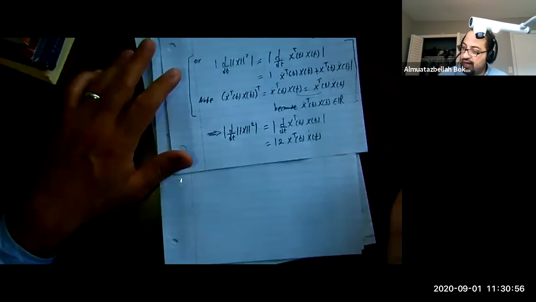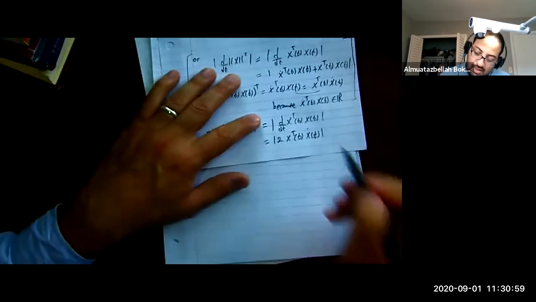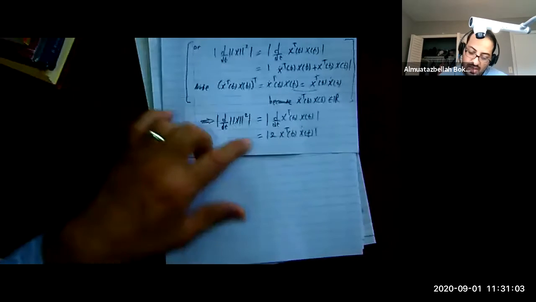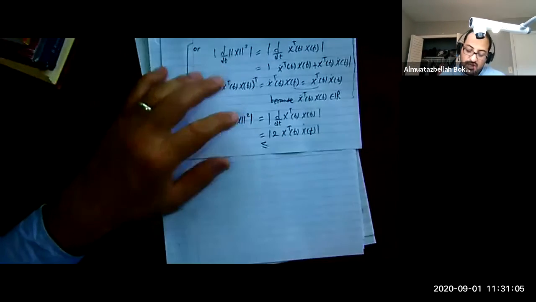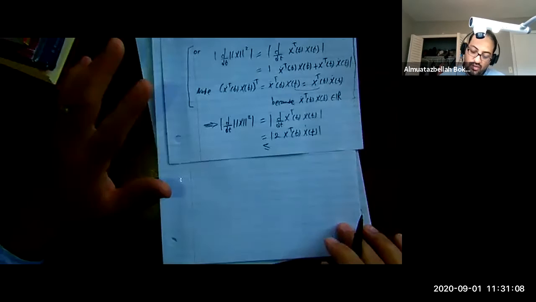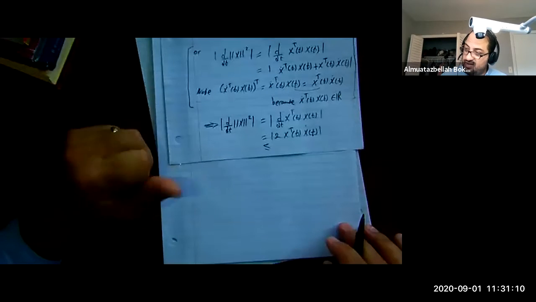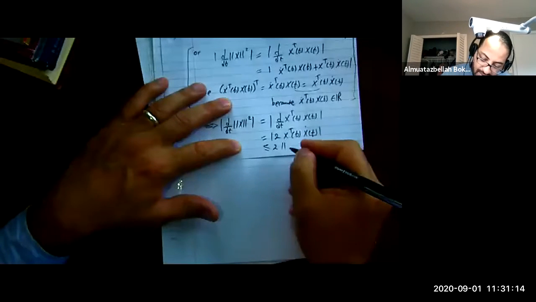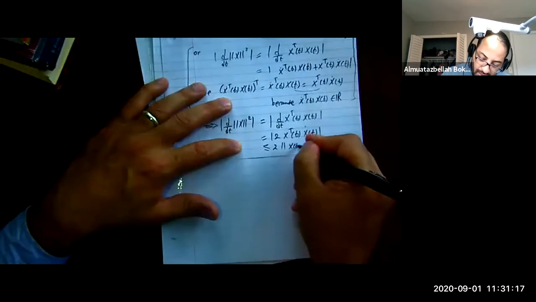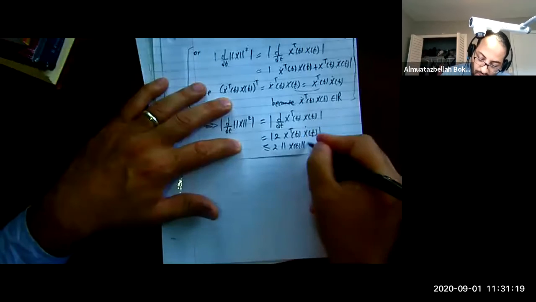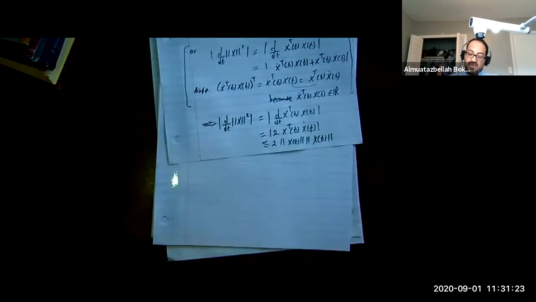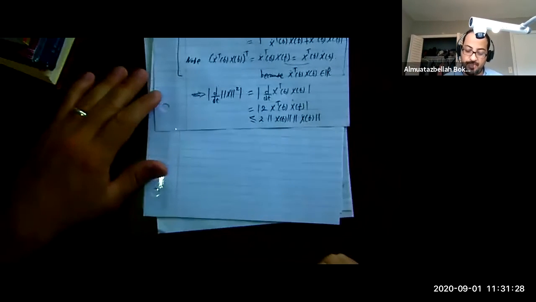Okay, and this is what? This, using the properties of matrices and vectors, is equal to 2, the norm of x of t times the norm of x dot of t. Can you see that? Can you all see that?